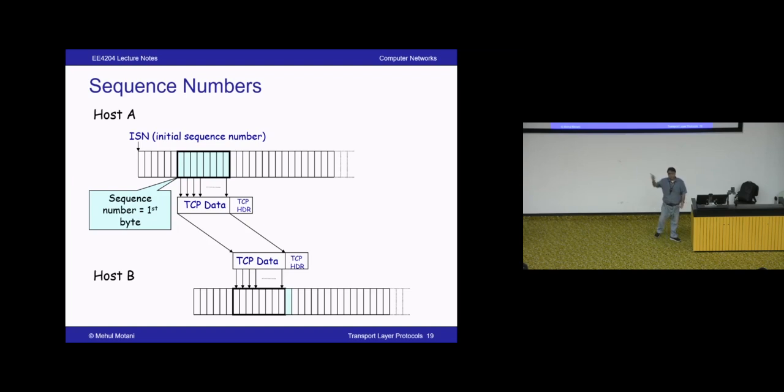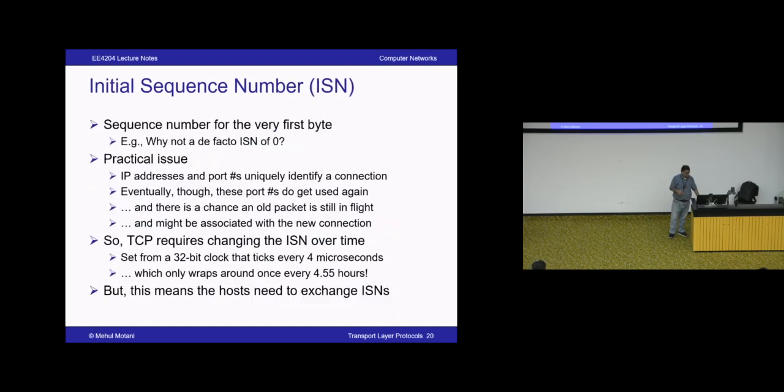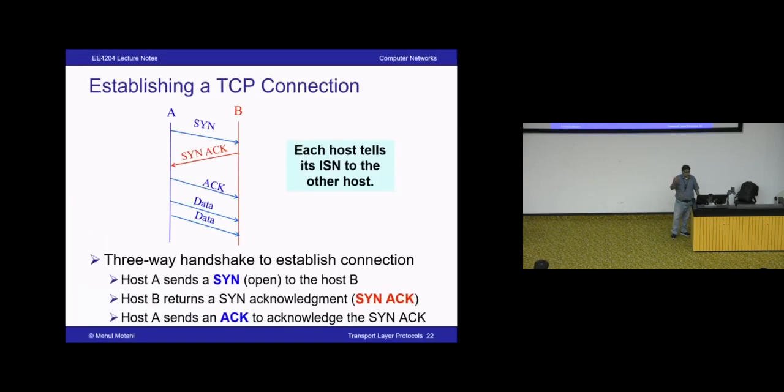If a packet gets dropped, the receiver needs to know that: I didn't receive this packet. And it needs to tell the sender so the sender can resend it. That's what sequence numbers are used for. But as I was arguing, you don't want to set a fixed sequence number, and I already explained why. We want to set a random sequence number.